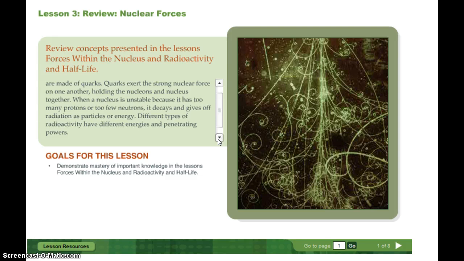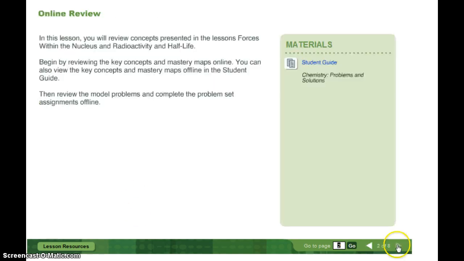Goals for this lesson: to demonstrate mastery of the previous two lessons. And you can go to the student guide to get the answer keys.